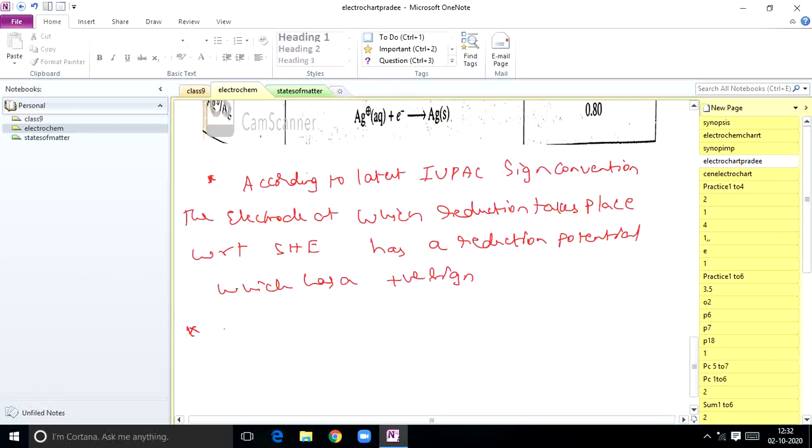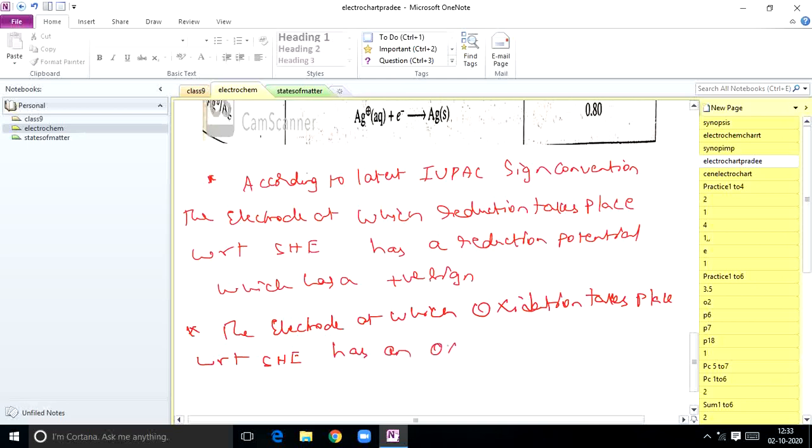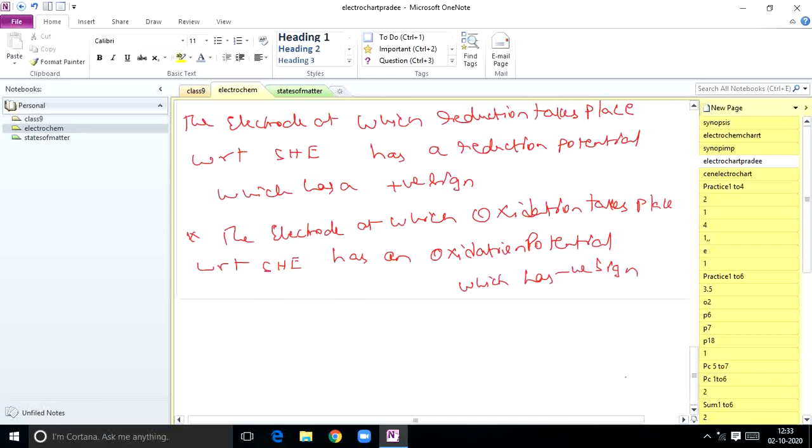Now the next point: the electrode at which oxidation takes place with respect to SHE has an oxidation potential which has a negative sign. Very, very important point, which has a negative sign.